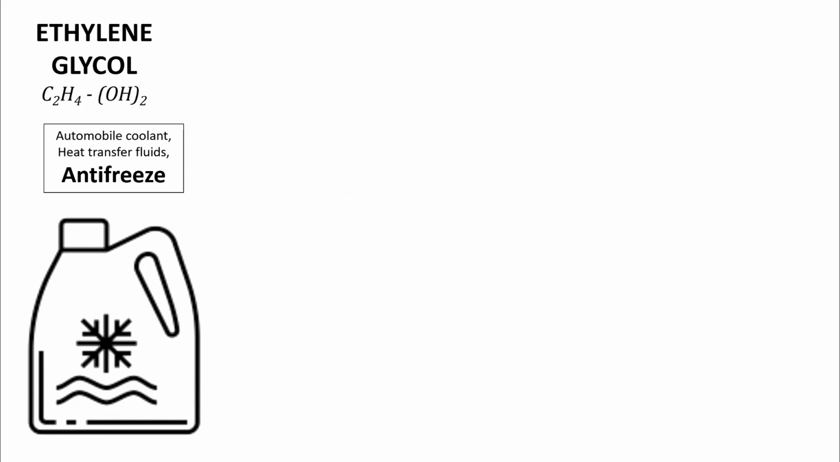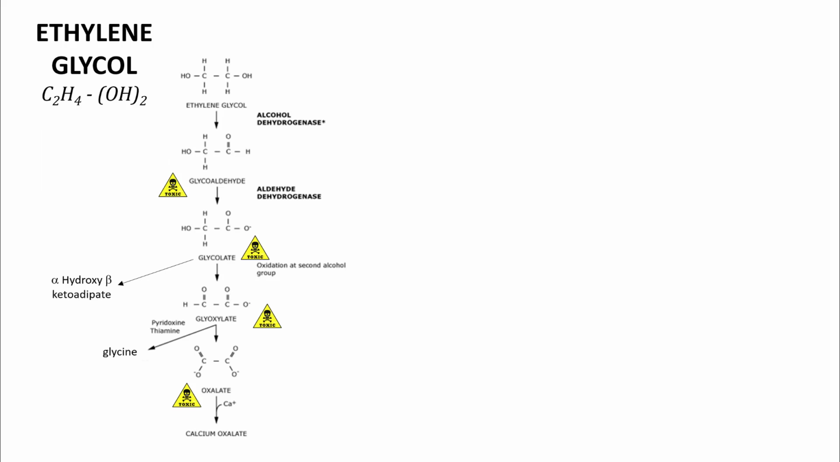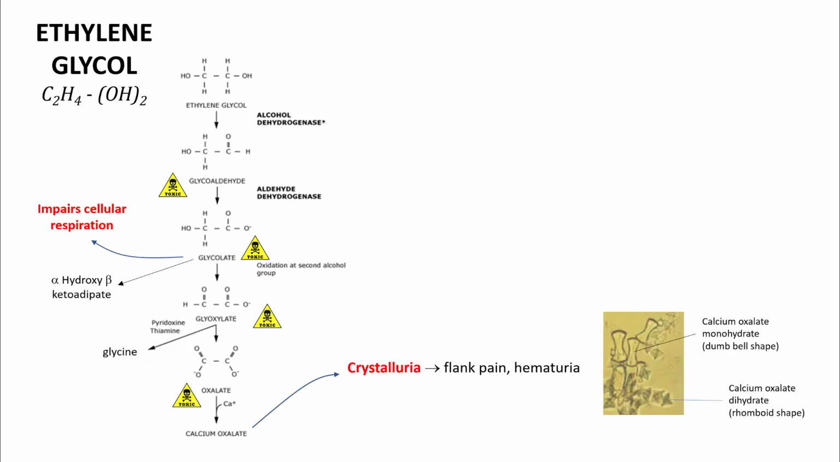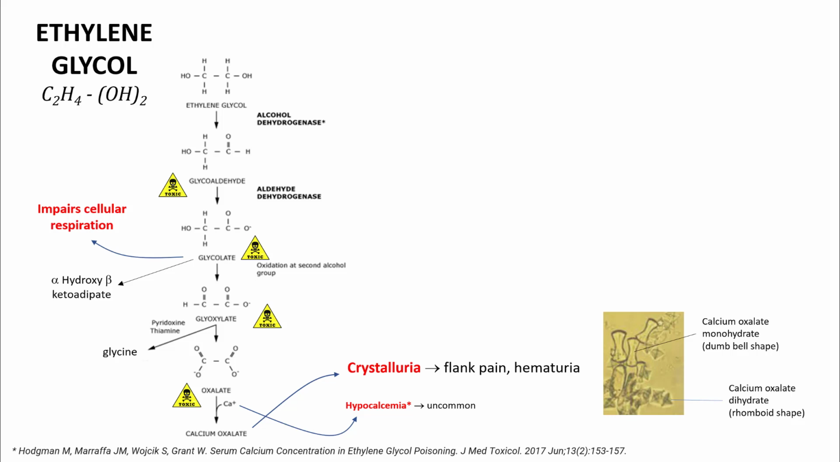Ethylene glycol is the main component of antifreeze. Ethylene glycol is converted again by alcohol dehydrogenase into glycolaldehyde and subsequently formation of glycolate, glyoxylate, and finally oxalate. These compounds impair cellular respiration. Oxalate combines with calcium to form calcium oxalate and can cause crystalluria, which can cause flank pain and hematuria. You can look for either dumbbell-shaped calcium oxalate monohydrate crystals or rhomboid-shaped calcium oxalate dihydrate crystals in the urine. Hypocalcemia, though can be present, is relatively uncommon.